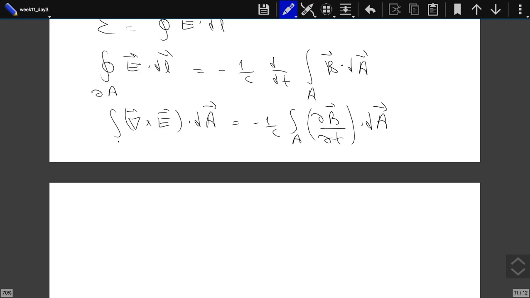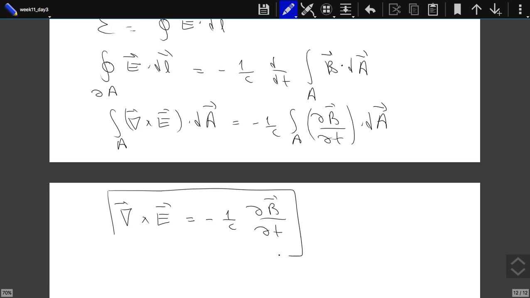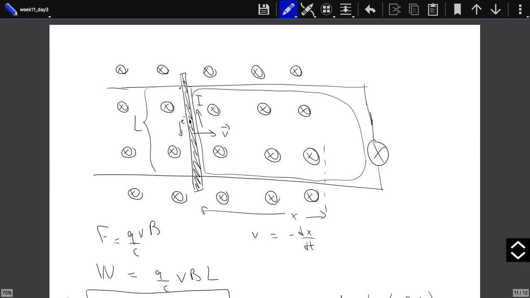Well, since this is true for any area, the curl of E has to be equal to minus 1 over c del B by del t. In fact, this is why the B field is called the magnetic induction field. It induces the electric field. Now, of course, we started from a simple system, just a rod, a rectangular circuit, etc.